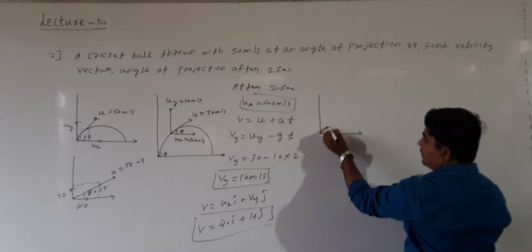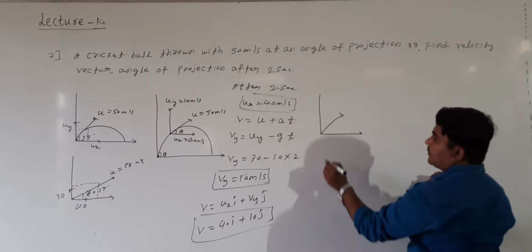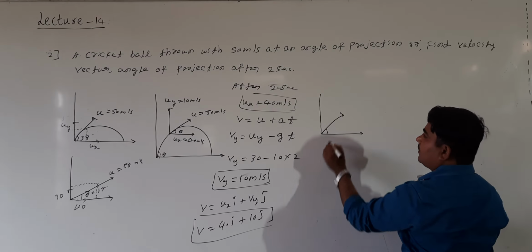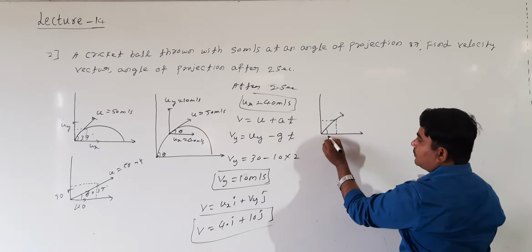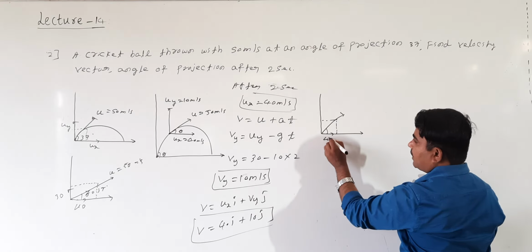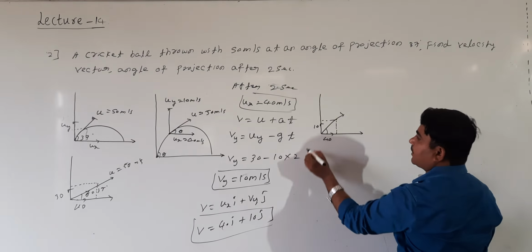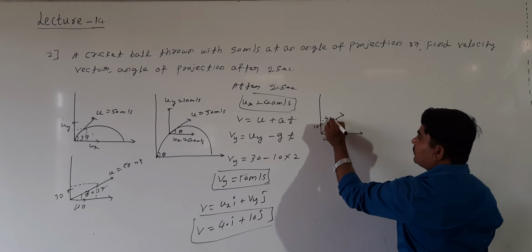Right. This is nothing but resultant velocity. How much is the angle? Look at me. Shall I make it a parallelogram? This is how much? Ux is 40. This is how much? 10 meter per second. This also 10. This also 40.